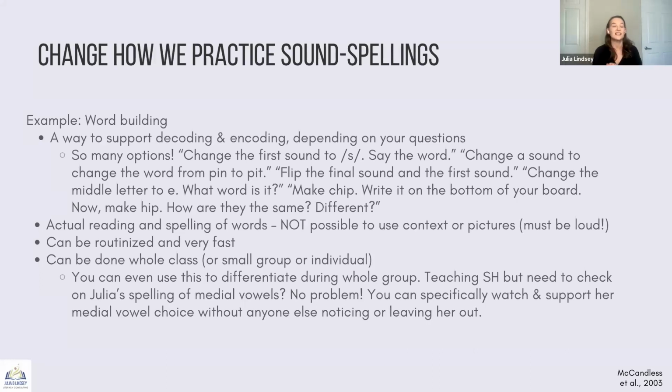It is possible to get it routinized and really fast, and it is something that we can do both whole class, small group, or individual. It's something that can be highly differentiated if we need it to be.